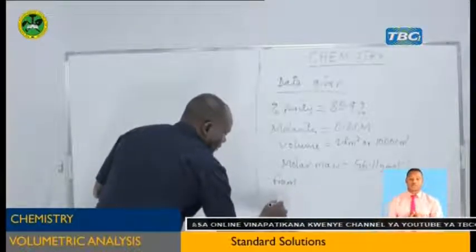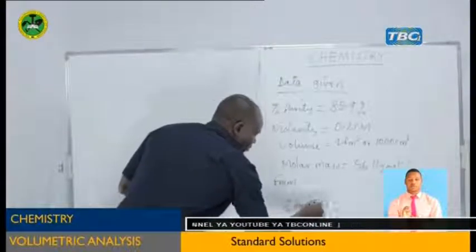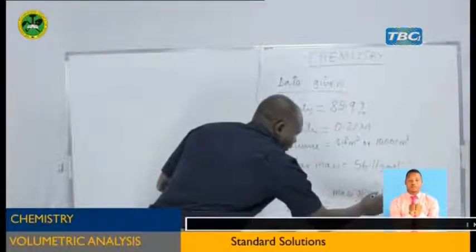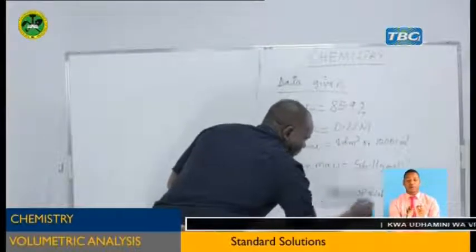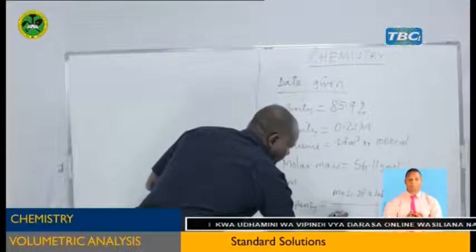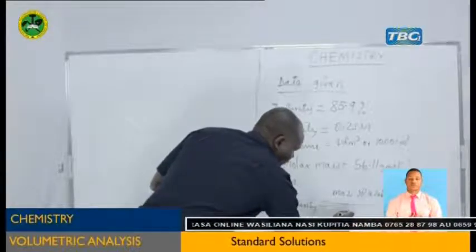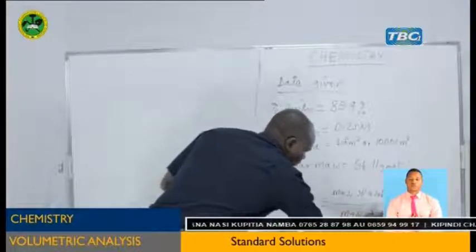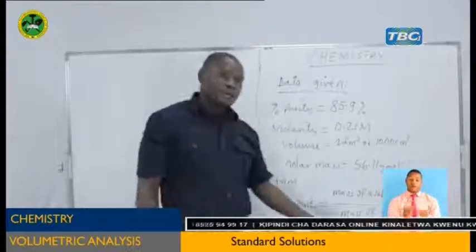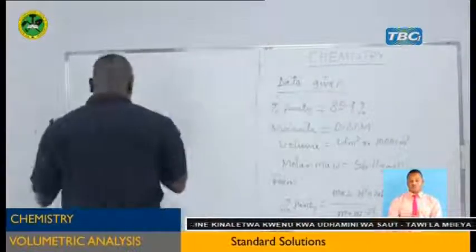Now my dear students, if you remember from the formula, percentage purity is equal to the mass of the pure substance divided by the mass of the impure. Here we don't have the mass of the impure, so we have to find it. And how do you get it?